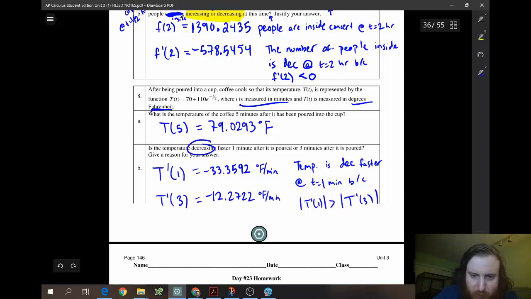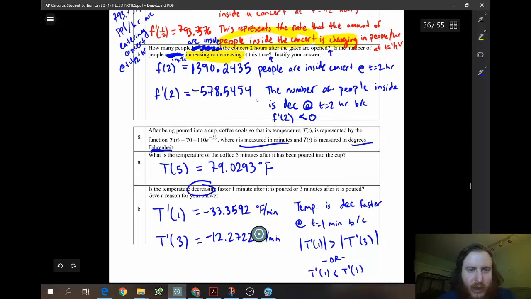Or you could say just T prime of 1 is less than T prime of 3. Maybe you add is less than 0 or they're both negative, but honestly, we almost don't even need that because you have the work. You could even just say because T prime of 1 equals negative 33.3 and T prime of 3 equals negative 12.2. So it's obvious that that one's decreasing faster. So anyways, that's how we would convert these to the word problem using our calculator.